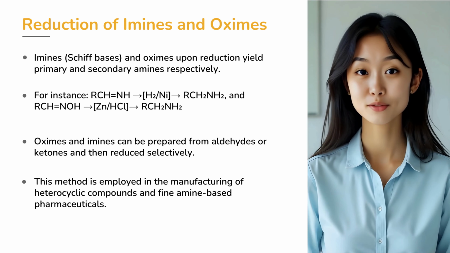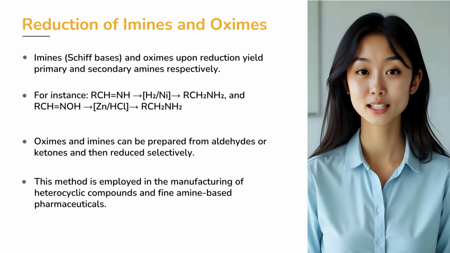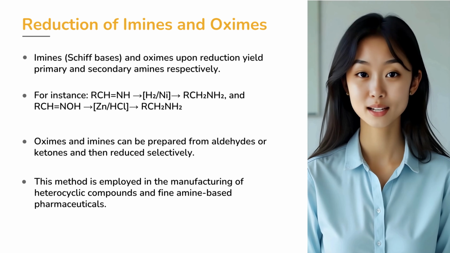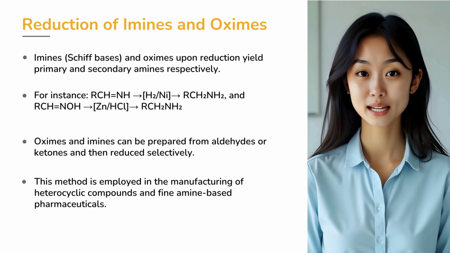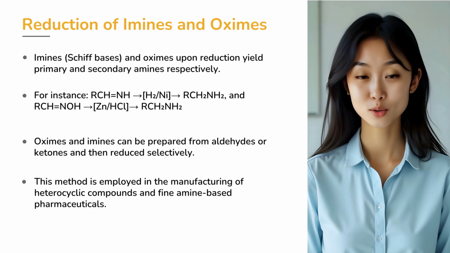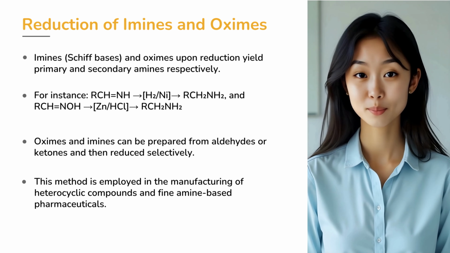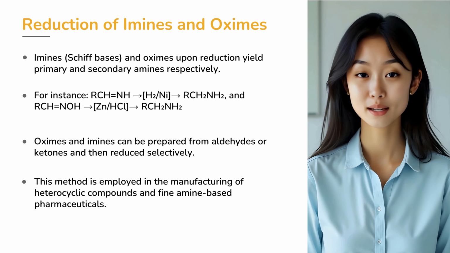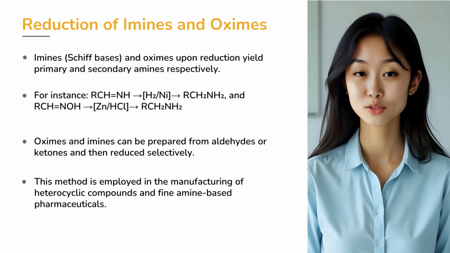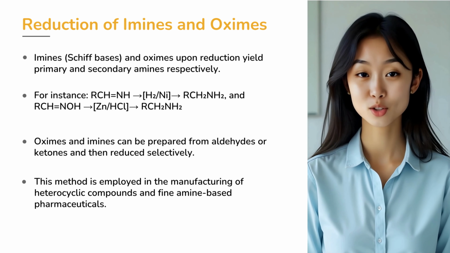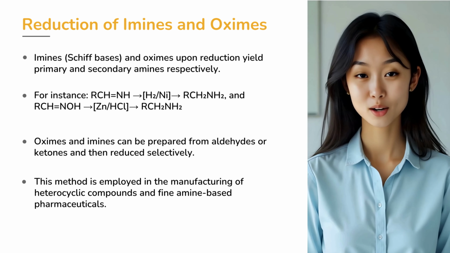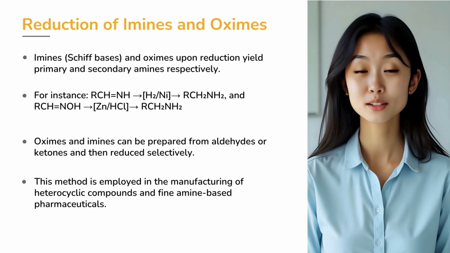Upon mild reduction, for instance, hydrogen gas with nickel catalyst for imines or zinc with hydrochloric acid for oximes, they convert into amines. Specifically, when an imine, written as RCH=NH, is reduced, it converts into RCH2NH2, which is a primary amine. Similarly, an oxime, written as RCH=NOH, also undergoes reduction to form the same product, RCH2NH2. This shows that both imines and oximes, on reduction, lead to the formation of primary amines.